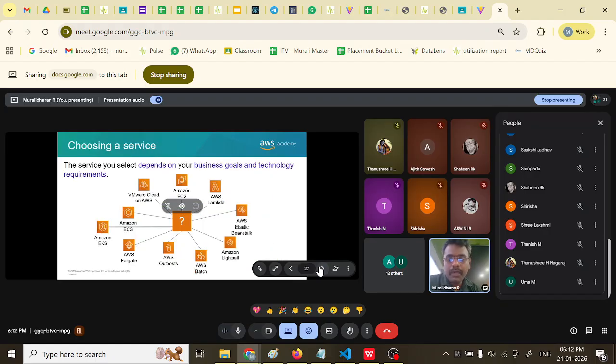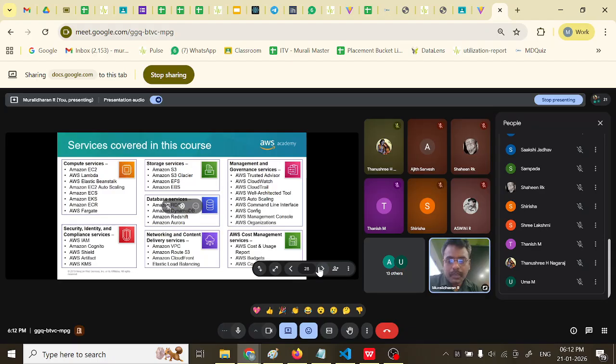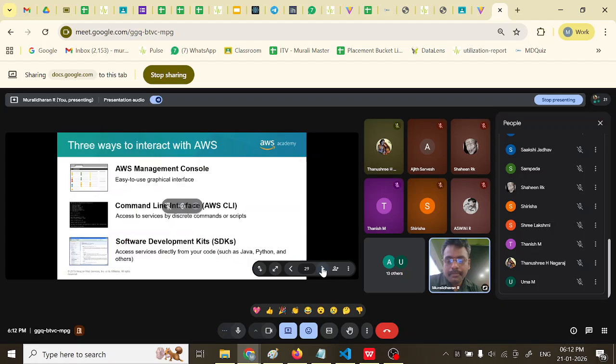Apart from that, AWS has 280 plus services, as I told you, so we can select whatever service we want. Then we discussed the services we are covering under this module and this course. Then how can we use AWS? We can use AWS by interacting in three ways: the management console, the command line interface, and the software development kit.